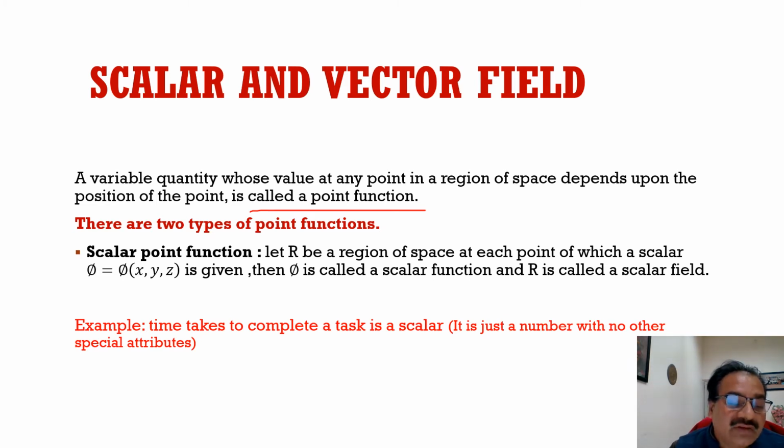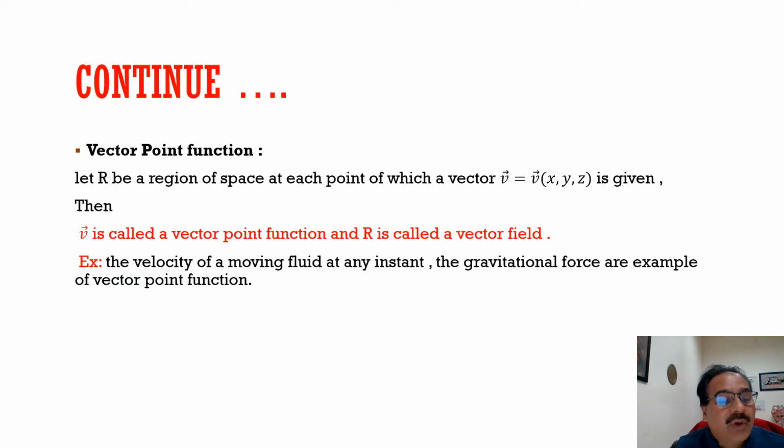Let us look at the scalar point function. Let capital R be a region of space at each point of which a scalar phi equal to phi of x, y, z is given. Then phi is called a scalar function and capital R is called a scalar field. For example, the time taken to complete a task is a scalar quantity because it is just a number with no other special attribute.